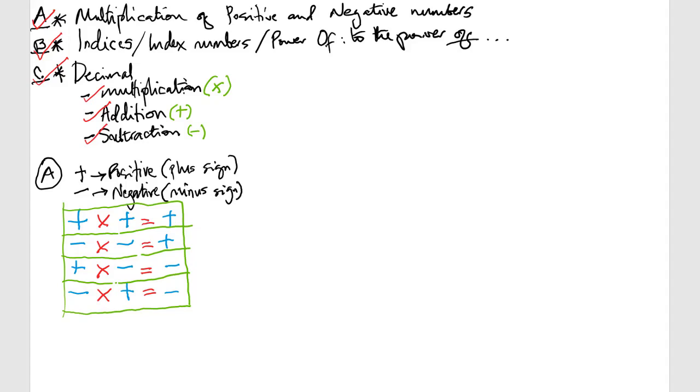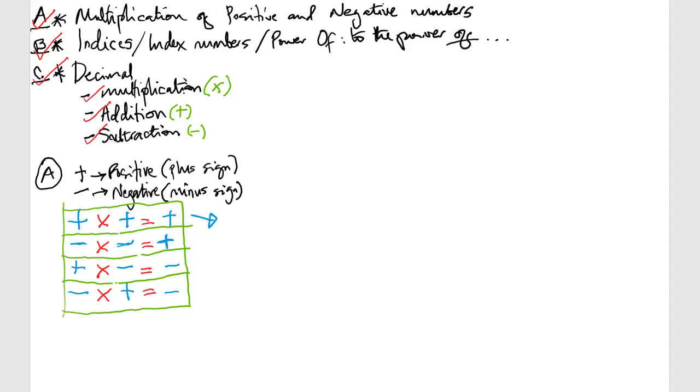Whenever you have two positive numbers, like this example, positive times positive gives us positive, negative times negative gives us positive. Sorry, positive times negative gives us negative, negative times positive gives us negative. So let's take an example from the first one.